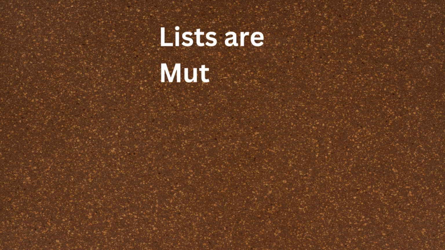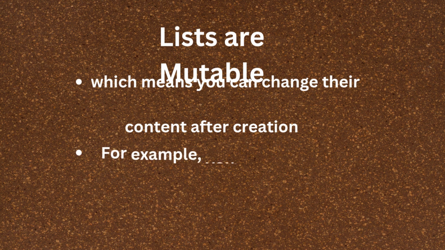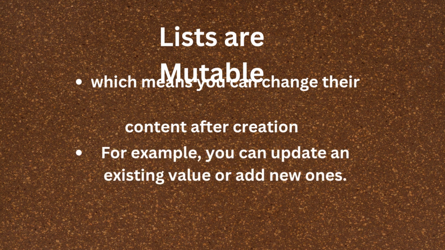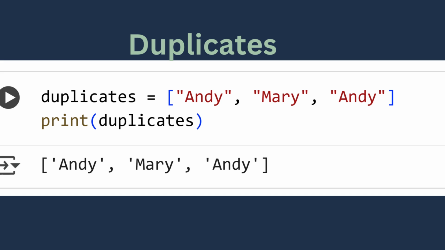Lists are mutable, which means you can change their content after creation. For example, you can update an existing value or add new ones. As you can see, the first element changed from John to Johnny, and Rob got added to the end of the list using append. Lists also keep the order in which items were inserted and allow duplicates. Here, the name Andy appears twice, and that's perfectly fine in a list.